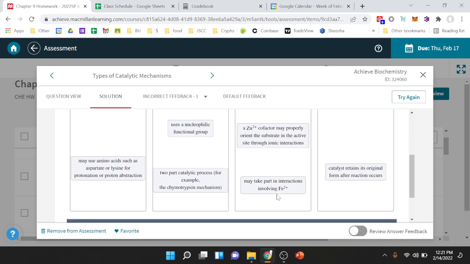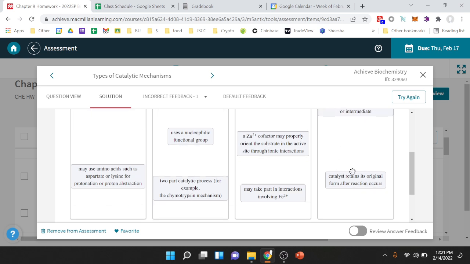Catalyst. Okay. Again, this is the definition of a catalyst, right? Catalyst retains its original form after reaction occurs. Definition of a catalyst, you have to begin and end with the catalyst. The catalyst always has to be regenerated, right? Okay. If it doesn't regenerate at the end, it's not a catalyst, is it? It's a substrate. Okay?